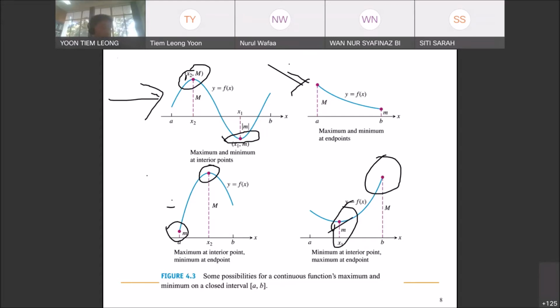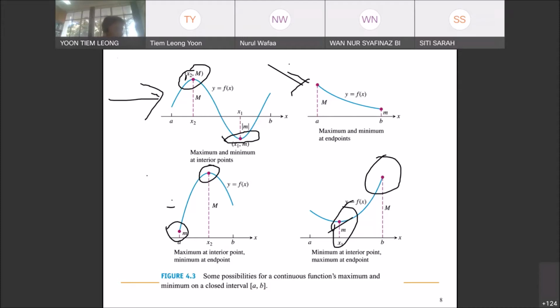So this is an example that I try to illustrate to you. If you have a closed interval for a continuous function, the absolute maximum could either happen at an internal point or at the endpoint. Either way, we just don't know. But for sure, there must be an absolute maximum and at least one absolute minimum.